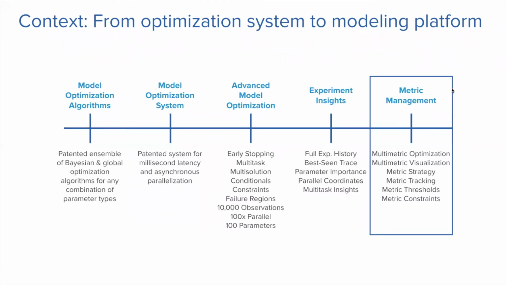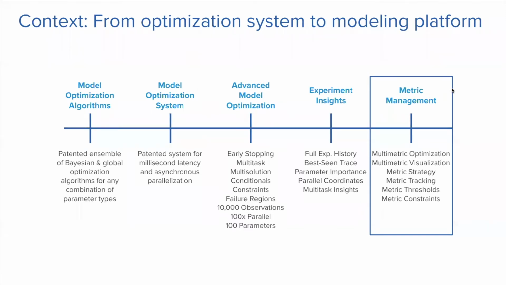We then added to our dashboard. This includes experiment history, so you can see your best result thus far. You can do things like examine parallel coordinates and see which successful parameters correspond to other successful parameters, as well as get insights out of multitask optimization. So again, that multi-fidelity approach.